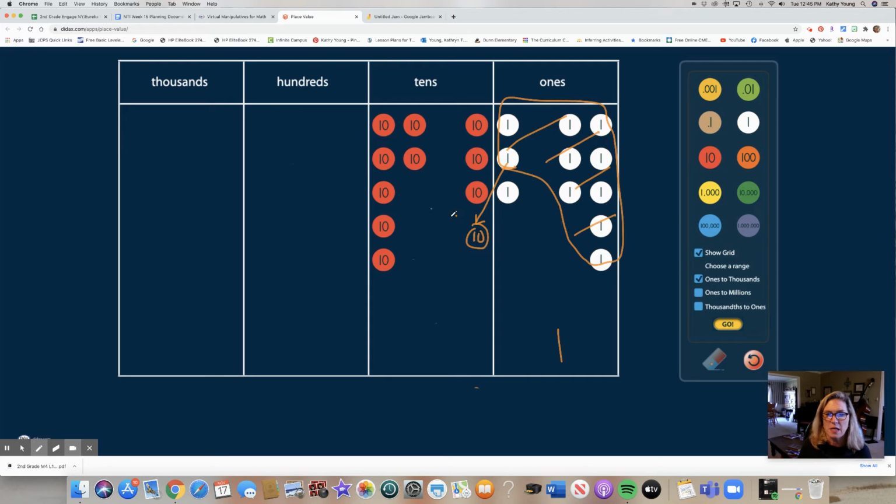Now let's see how many 10s I have. 1, 2, 3, 4, 5, 6, 7, 8, 9, 10, 11. I've got 11 10s now, so I can't have 11 10s. I'm going to circle 10 of those. I'm going to move those and make a 100. Now I have 110 left. And I have 100. So 73 plus 38 is 111.